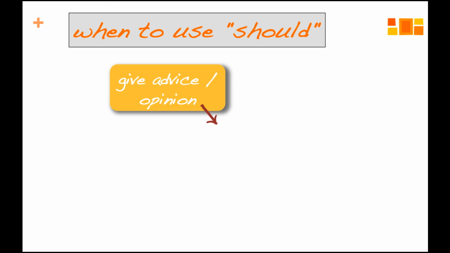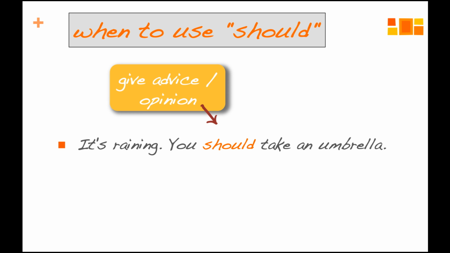When to use should? The classic place for should is when you give advice or when you give your opinion, or a person gives advice, a person gives his or her opinion. For example, it's raining. You should take an umbrella. This is advice. Or it's my opinion that you take an umbrella. And it's late, you should go to bed. This is giving advice. Well, my advice is that you go to bed. It's my opinion, I think you should go to bed.